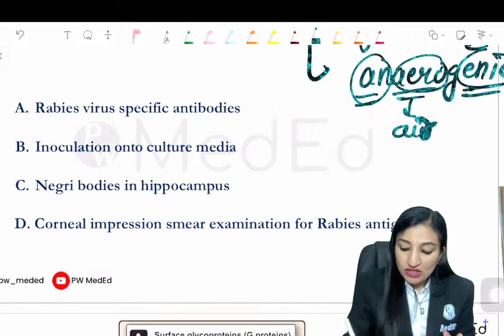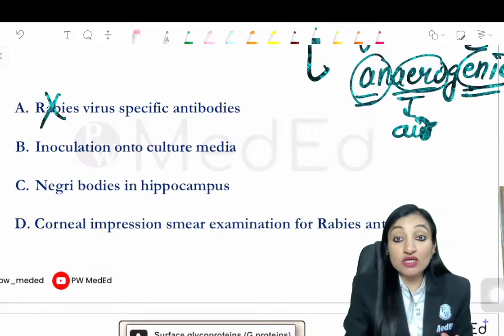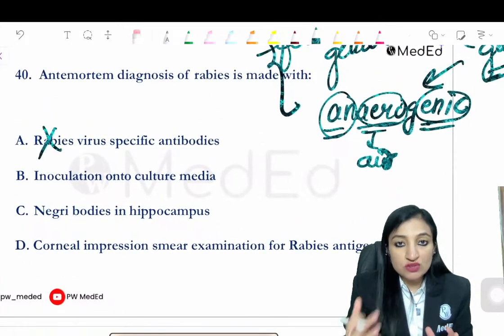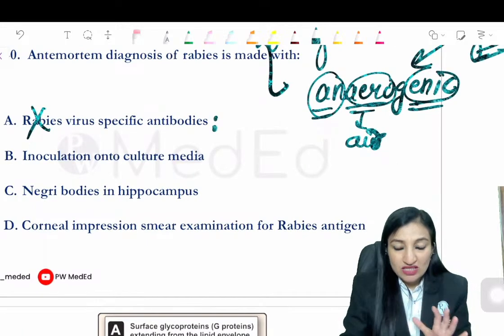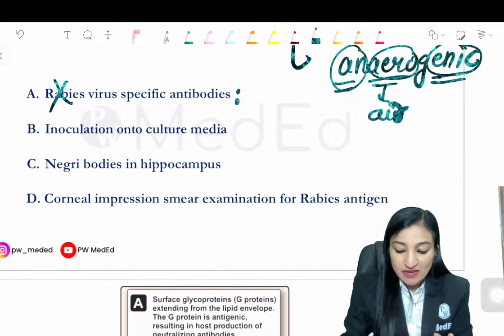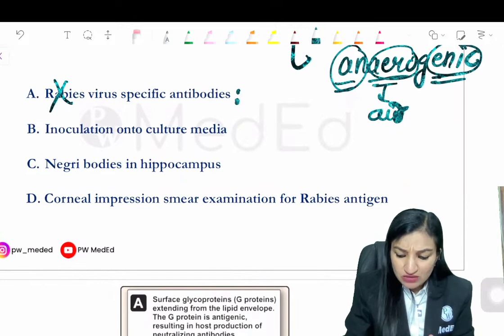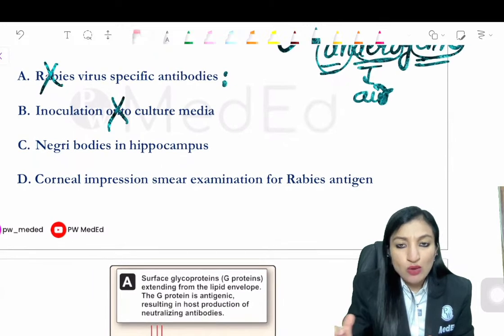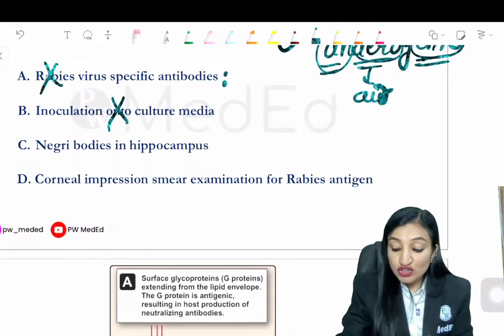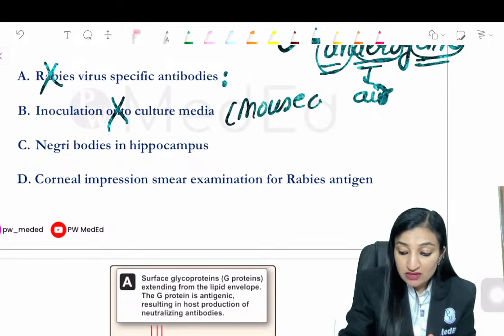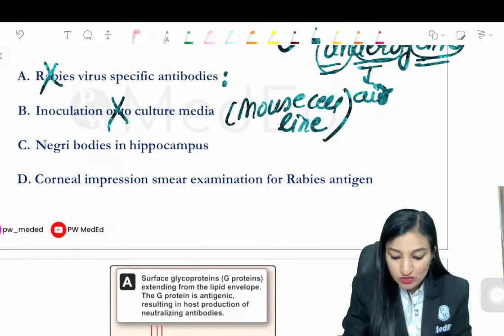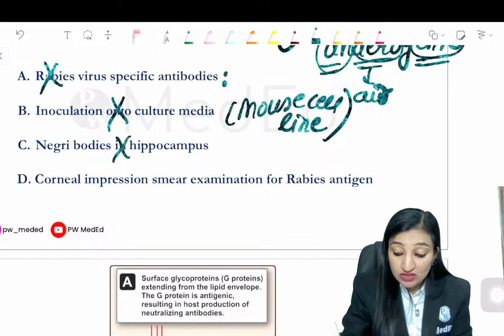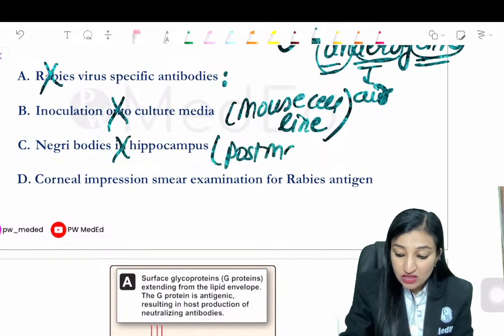Rabies virus specific antibodies. Guys, antibody detection is usually not done for antemortem diagnosis. It can be done, but let us see the other, better options. Inoculation onto culture media. This is not done. A mouse cell line is there, a cell line which can grow this virus, but viral culture per se is hardly ever done for making a routine diagnosis. Negri bodies in hippocampus, no, this is done for post-mortem diagnosis.